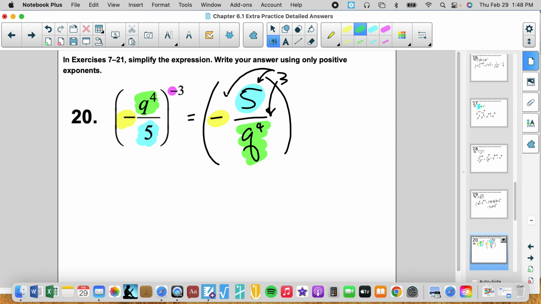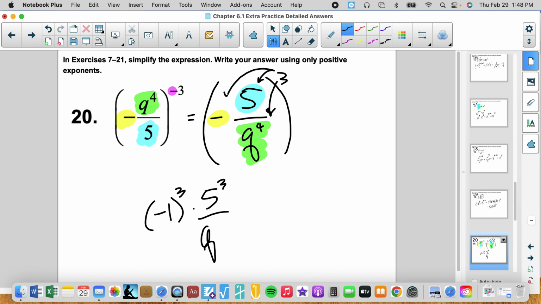All 3 of them. So we technically have negative 1 to the 3rd quantity times 5 to the 3rd over q to the 4 times 3. And we can write it separately like that. That's going to be negative 5 to the 3rd, which is 125, over q to the 12th. And that would be our answer.